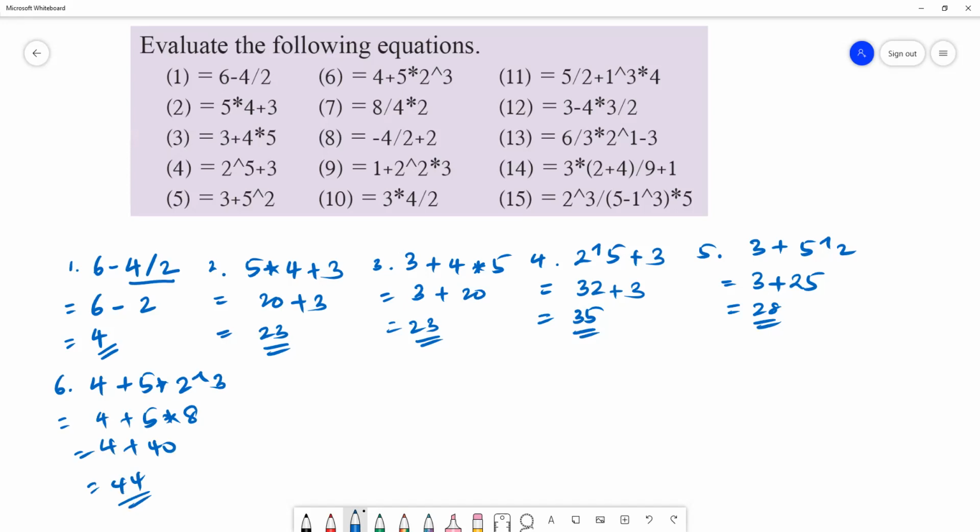Right. Then the seventh one, we have 8 divided by 4 into 2. So that means 8 divided by 8, so that is 1. Isn't it? So 8 divided by 4 multiplied by 2, that is 8 divided by 8, that is 1, right? Did I make a mistake anywhere?